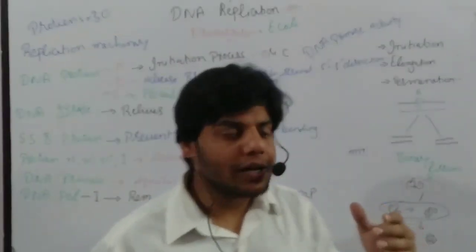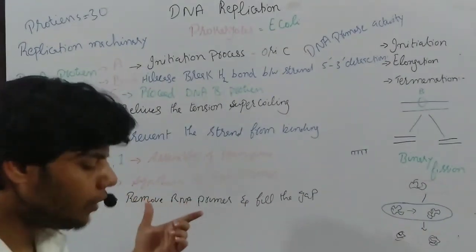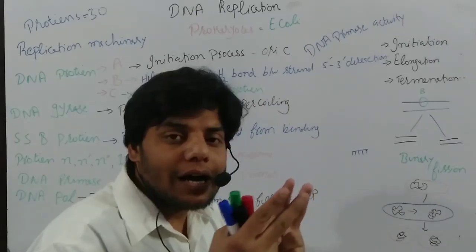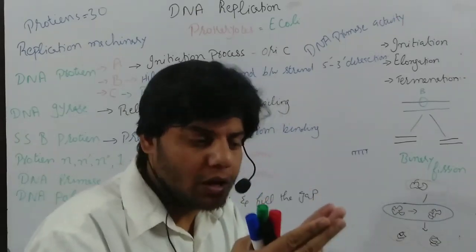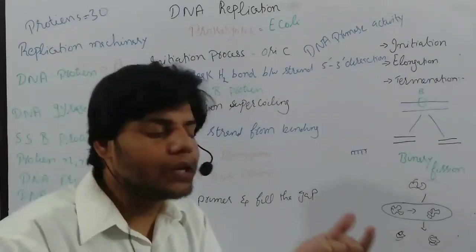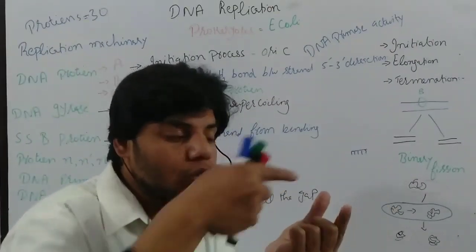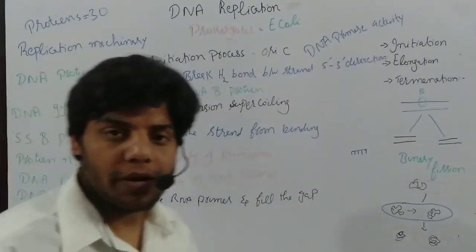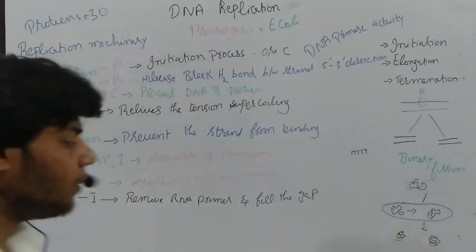So what can DNA polymerase 1 actually do here? DNA polymerase 1 can cleave the RNA primers, or cleave the uracil. And when they cleave the uracil, we get a gap. This gap is then filled by DNA nucleotides, which is the job of DNA polymerase 1. So it is performed by DNA polymerase 1.